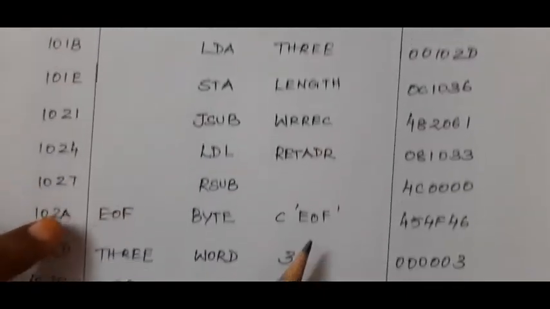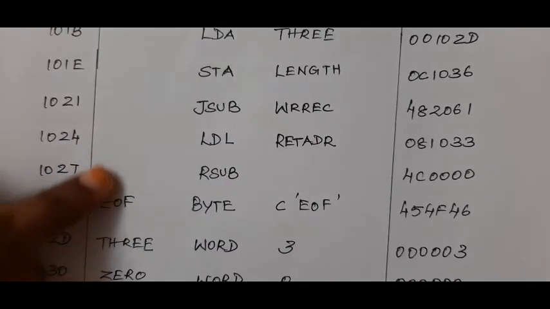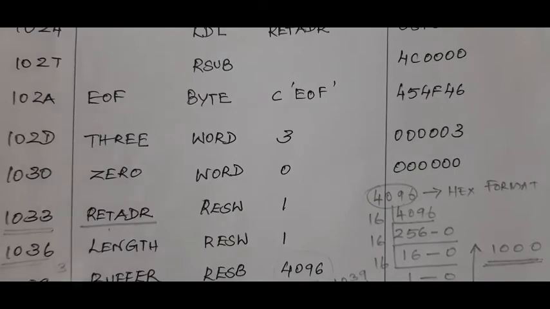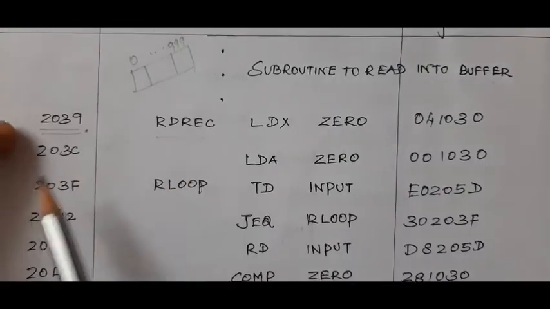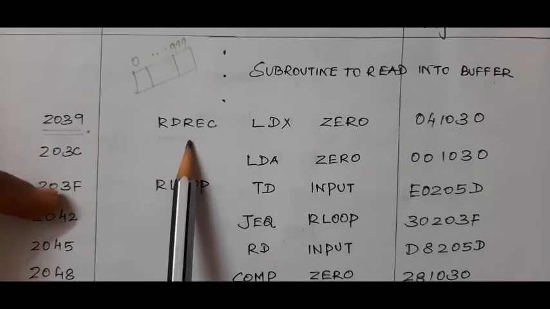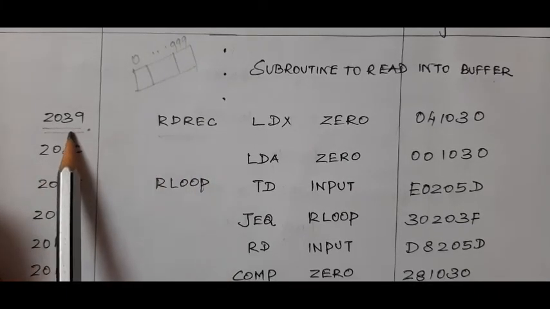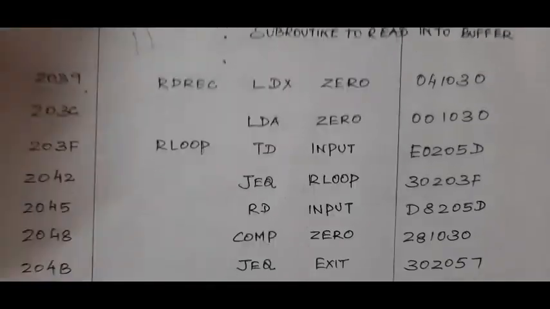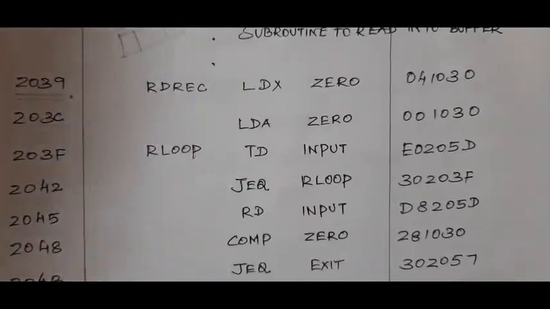Copy first, C loop, end fill, end of the file 3, and next is 0, return address, length, buffer. Okay, so we have not found it here, and next page we will see. So read record. See, here you could find read record. What is the address of the read record starting? 2039. Shall we write it here? 2039.